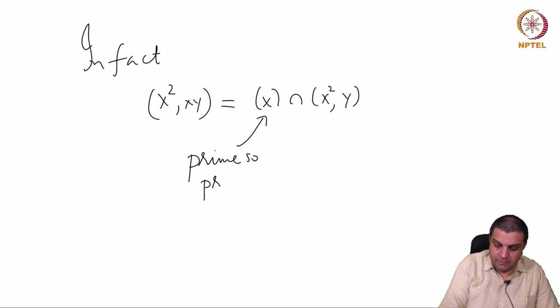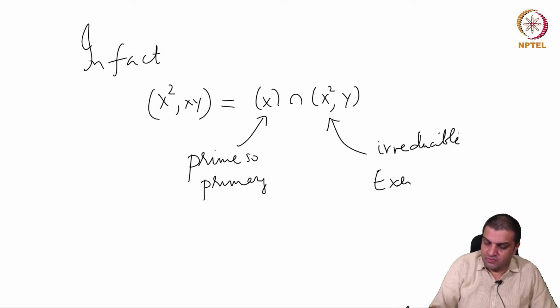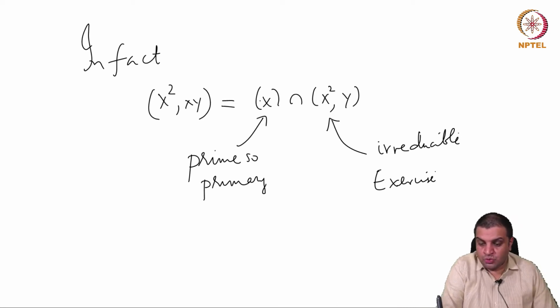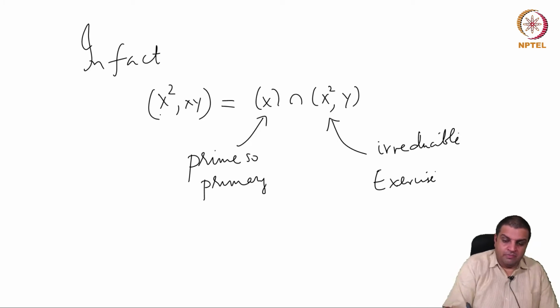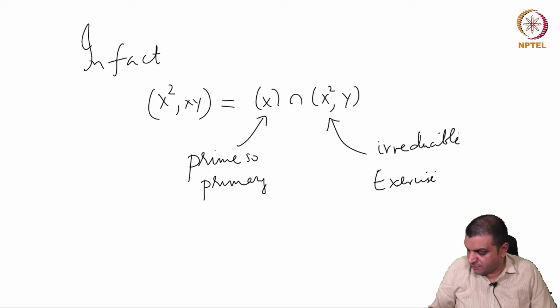Both of these are primary, and also irreducible. This is an exercise. So here is an irreducible decomposition with two distinct associated primes. The associated prime of this is (x), the associated prime of this is (x, y). These are distinct associated primes. This is the irreducible decomposition of (x squared, xy).